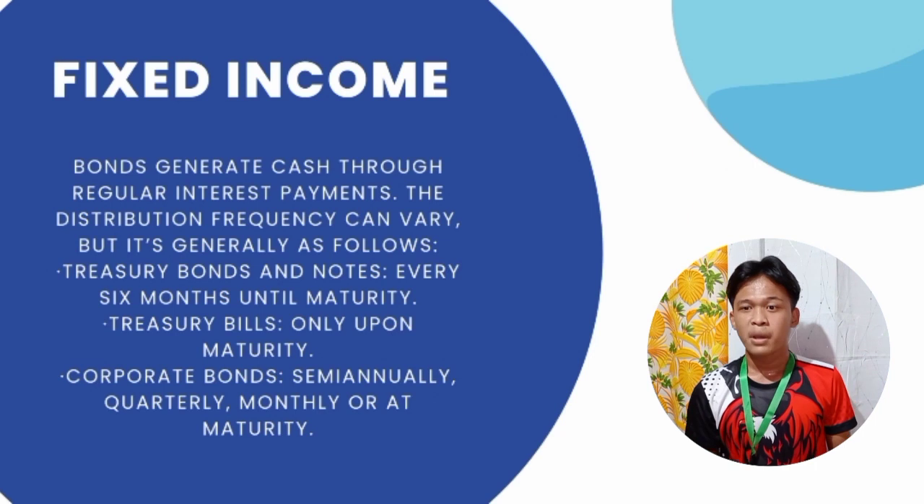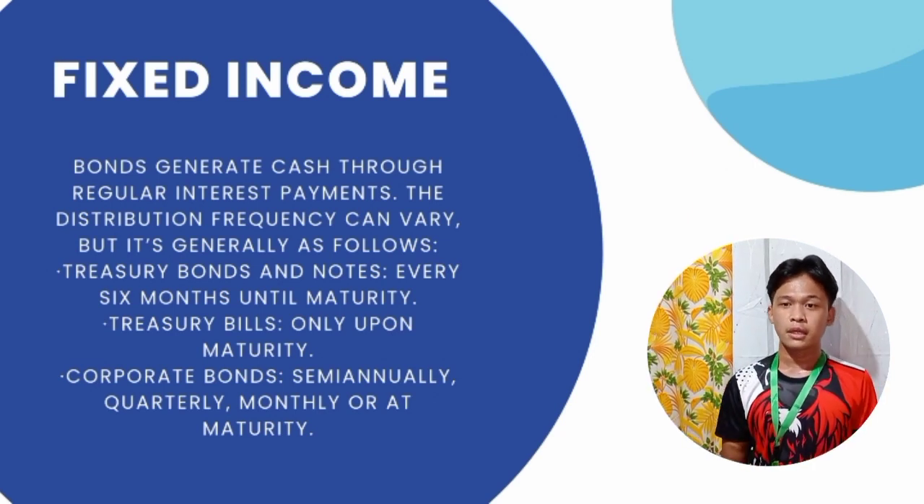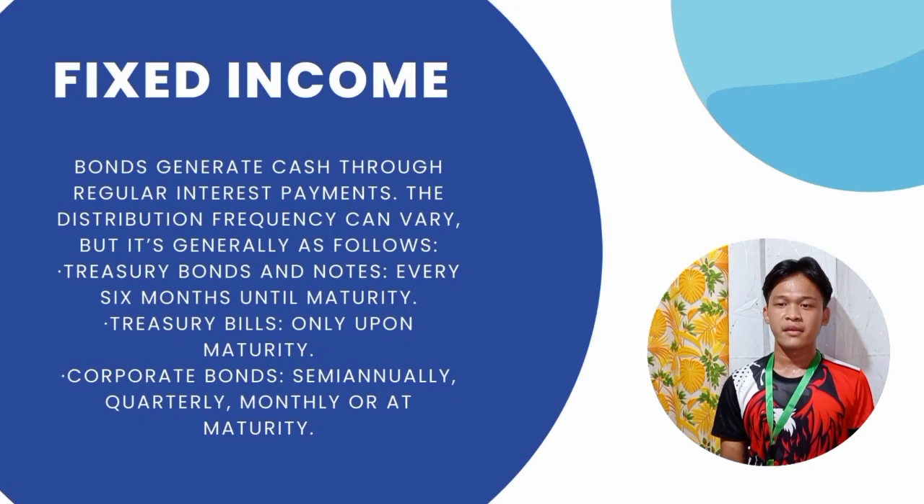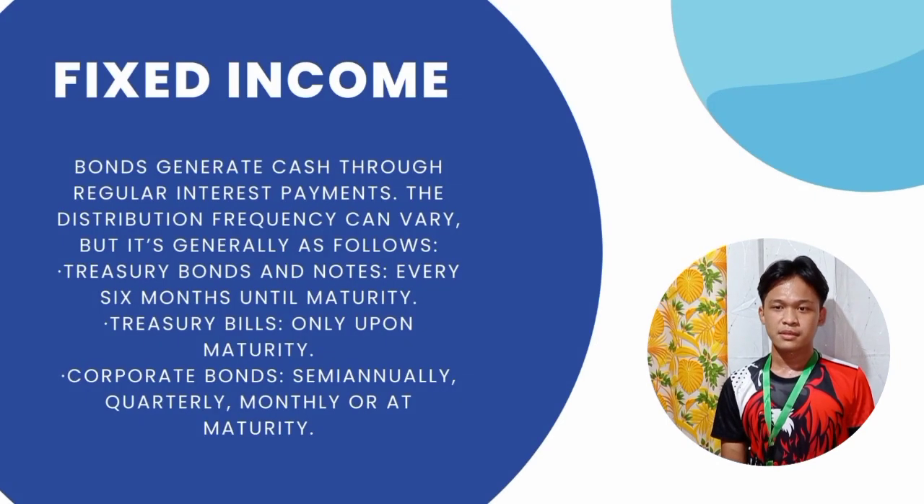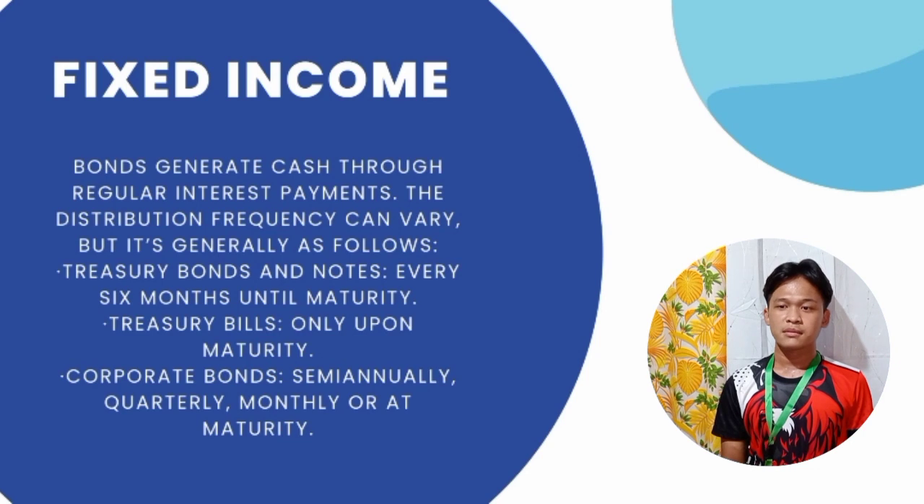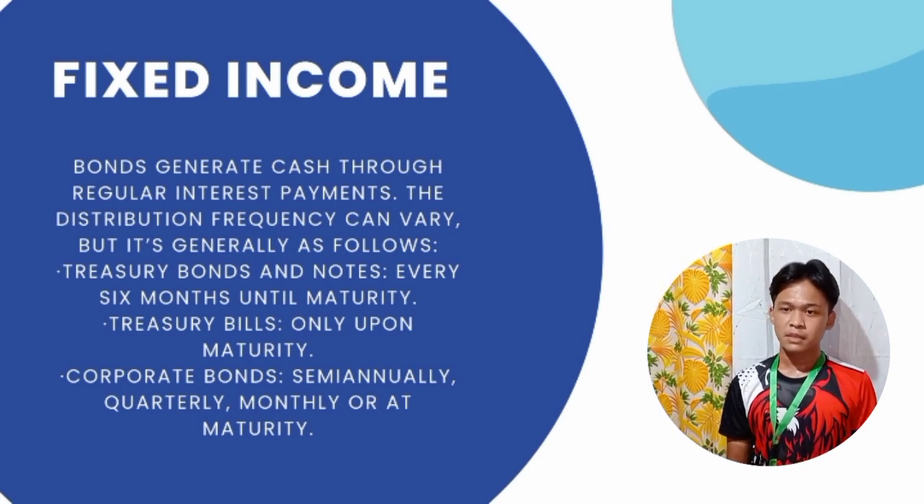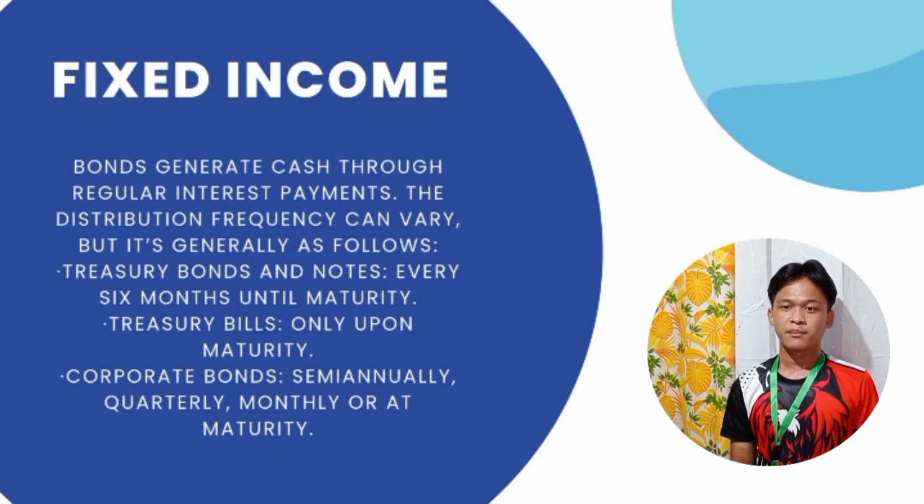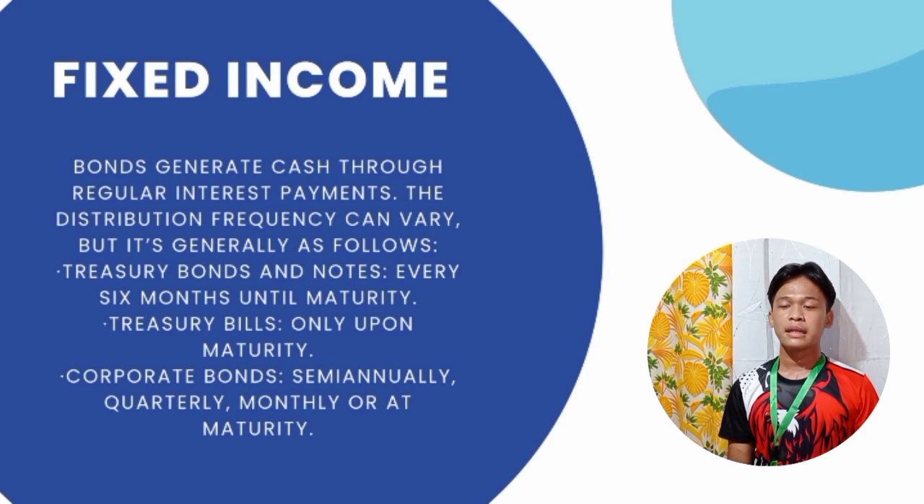Fixed income. Bonds generate cash through regular interest payments. The distribution frequency can vary, but it's generally as follows. Treasury bonds and notes, every 6 months until maturity. Treasury bills, only upon maturity. Corporate bonds, semi-annually, quarterly, monthly, or at maturity.